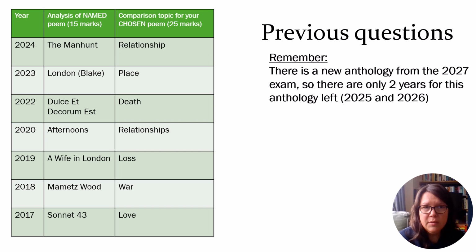All right, so what are the previous questions that have come up? You can see here on the table, I've told you what the named poems were for each of the previous exams and what the question topics were. It is worth remembering that Eduqas have got a new anthology for first exams in 2027. So there are only 2 years left for this current anthology, current year 2025 and next year 2026, which makes it a little bit more difficult for us to predict what might come up because, as I'll talk about in a minute, there are still lots and lots of options.